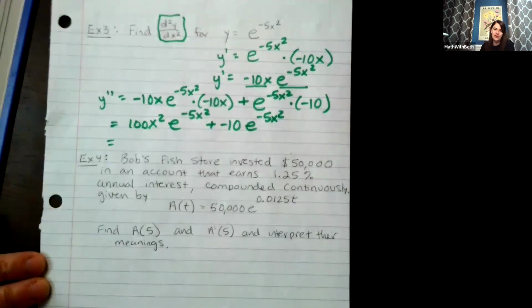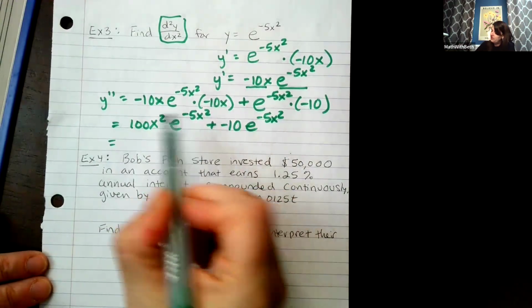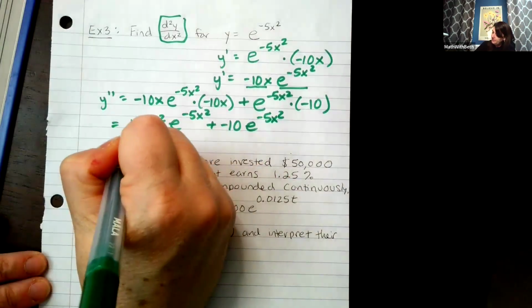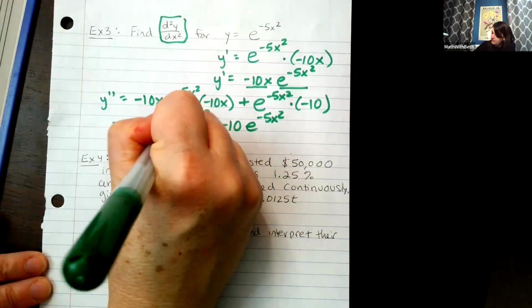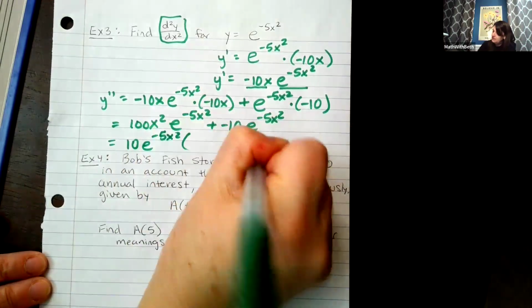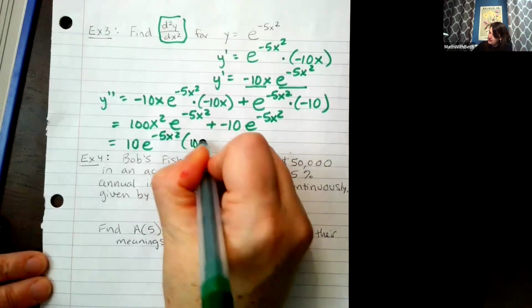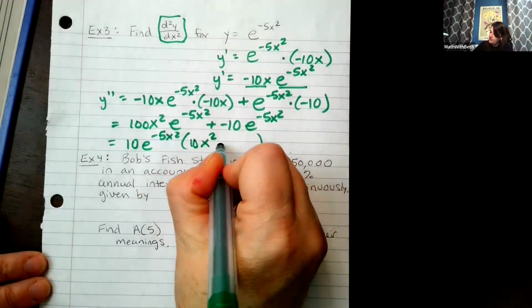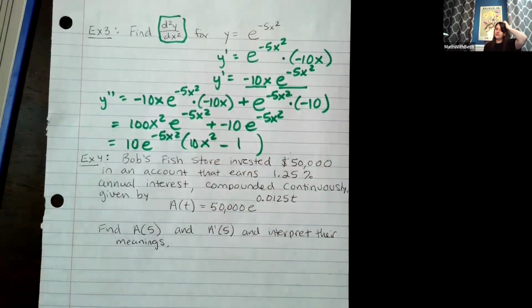So again, depending on your instructor, some of them will want you to go this far. Both functions have a 10, and both functions have e to the negative 5x squared. So if I factored that out, I would have 10x squared minus 1, just to show you some of the reducing that you might run across.